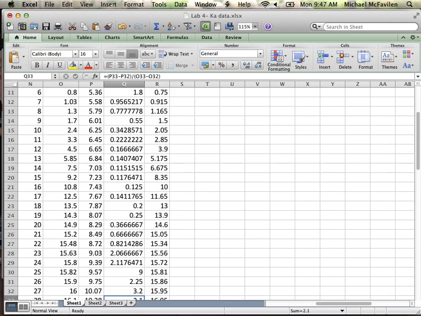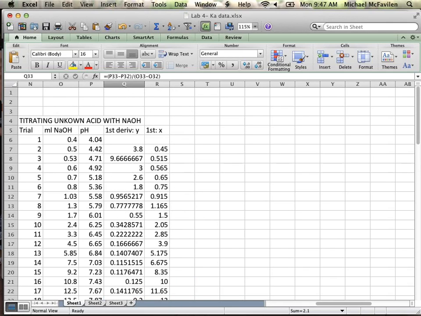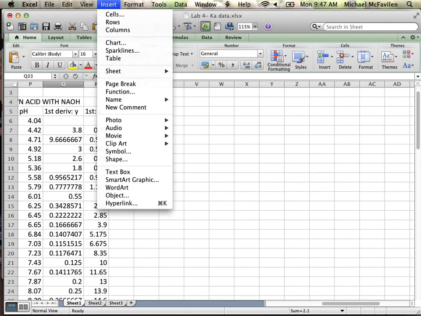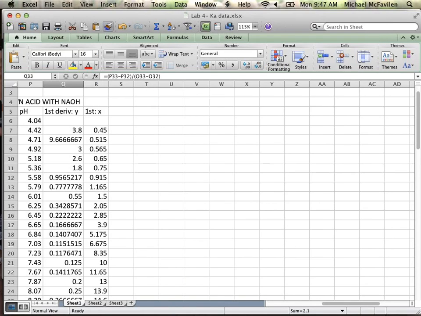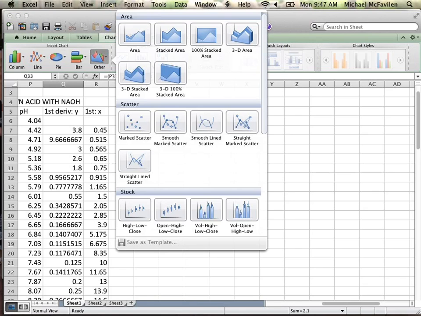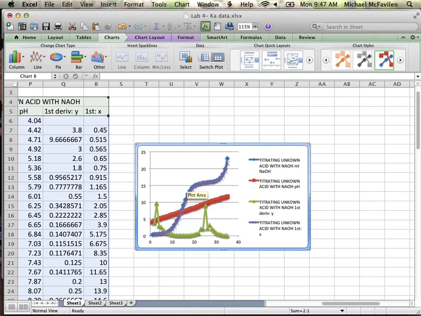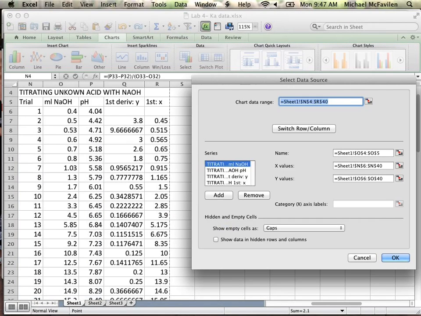So what we're going to do again is, because interpreting raw data is not the easiest, we will go through and plot the data. So again, we want to insert chart, same idea, straight line. Oh, mother. Again, I have no idea what Excel is doing, so I'm just going to delete all of it.